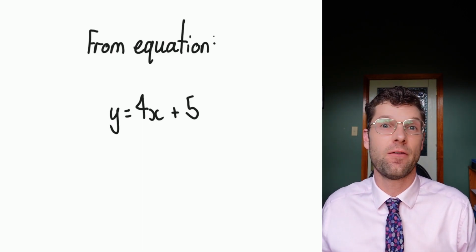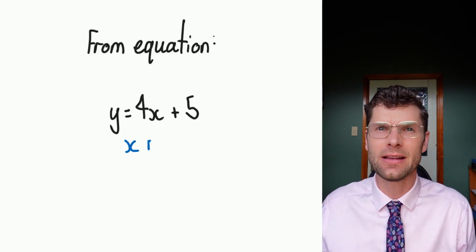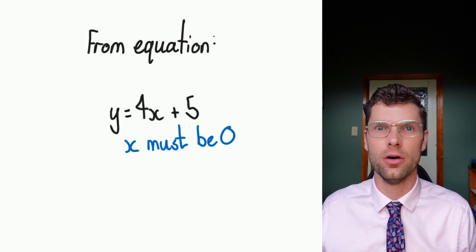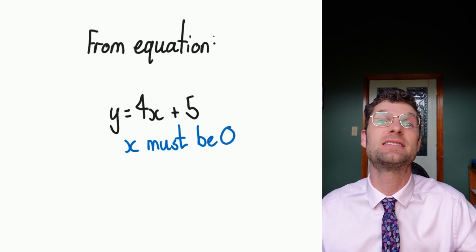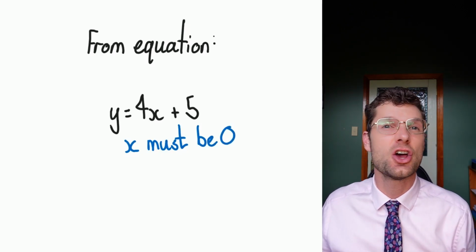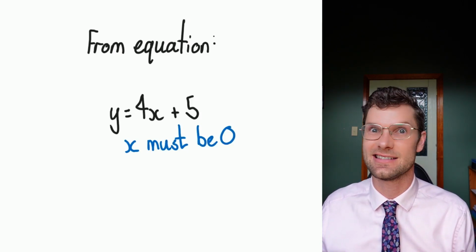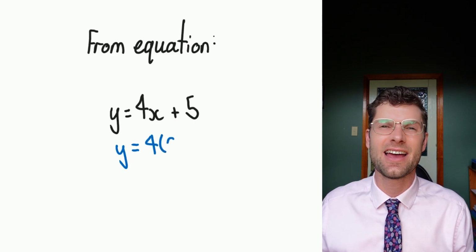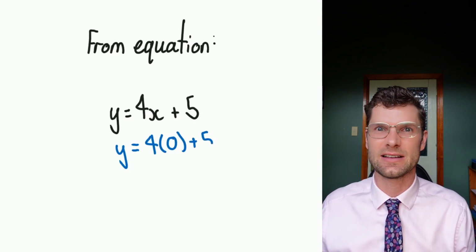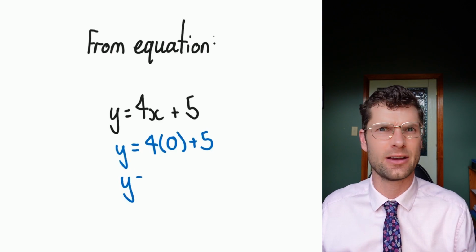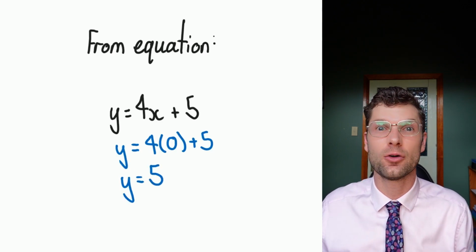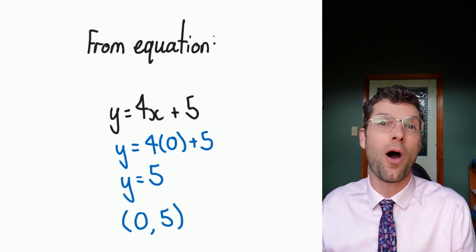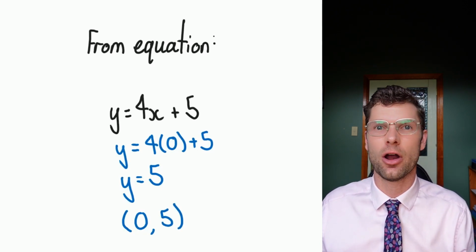If I asked you to find the y-intercept, you might be a little bit confused, but the major key point is that we know for sure that x is going to be equal to 0 because it's somewhere on the y-axis. So all I've got to do is substitute x is equal to 0 into this equation and work it out. If I put 4 times 0 plus 5, then y is equal to 5. I do just have to remember that this is a point, not just a one-letter answer. So my y-intercept coordinate is (0, 5).